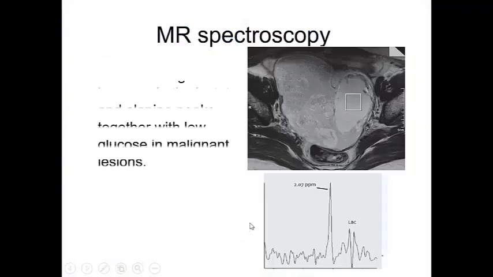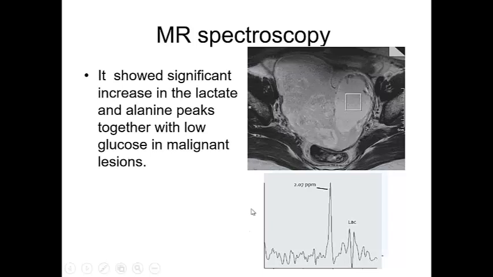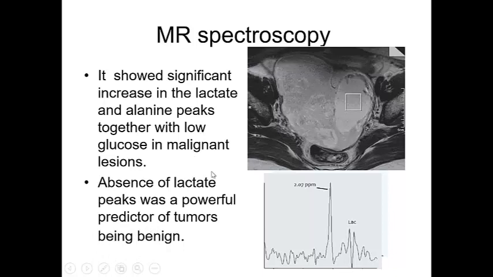Then we came to the last functional imaging modality in MRI, which is MR spectroscopy. We will not go deep into it because it's not a common procedure to be done. It showed a significant increase in the lactate and alanine peaks and low glucose in malignant lesions. But in benign lesions, the absence of lactate is a good indicator that the lesion is benign. Absence of lactate peak is very important. If you find absence of lactate peak, you are talking about a benign lesion.